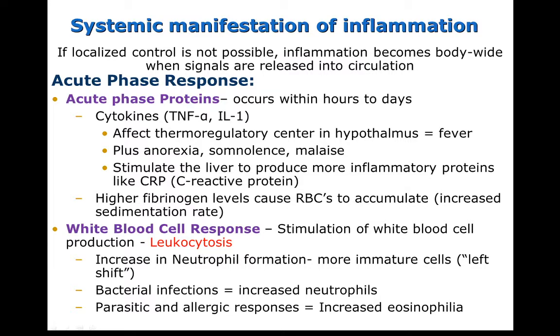Bacterial infections are notorious for, and we would expect, increased production of neutrophils and the left shift. If we have a parasitic infection or an allergic response, then it would be common to see the eosinophils increase in number, so eosinophilia.